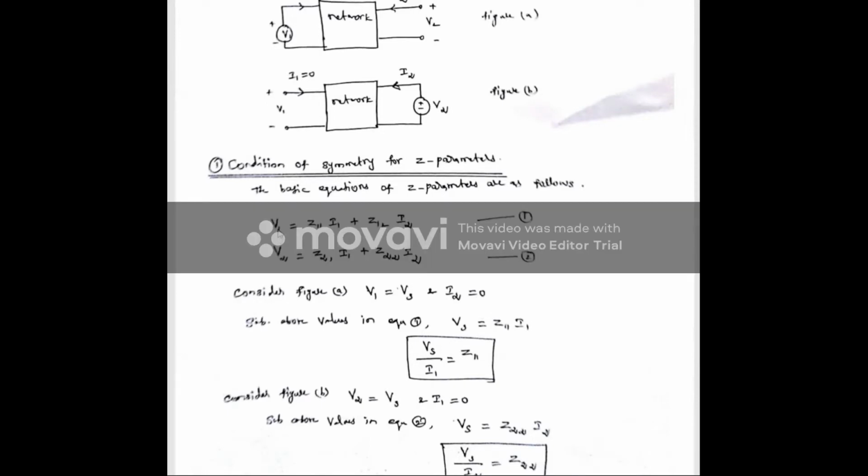Substitute these conditions in equation number 1. In equation number 1 we get, instead of V1 we put Vs. So Vs equal to Z11 into I1 plus Z12 into I2, which is 0. So Vs equal to Z11 I1. From this, the ratio Vs by I1 can be written as Z11.